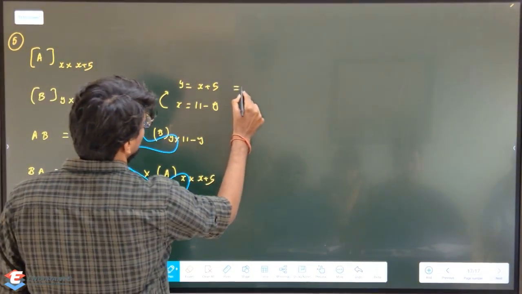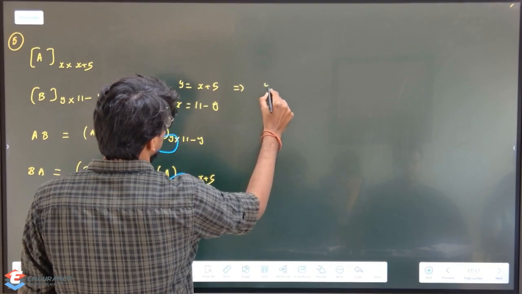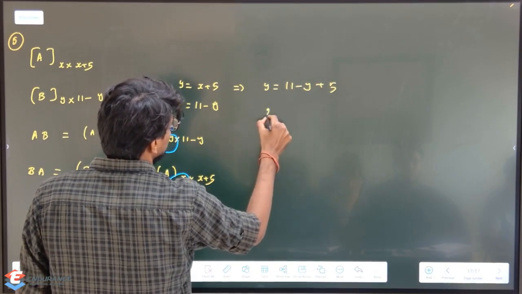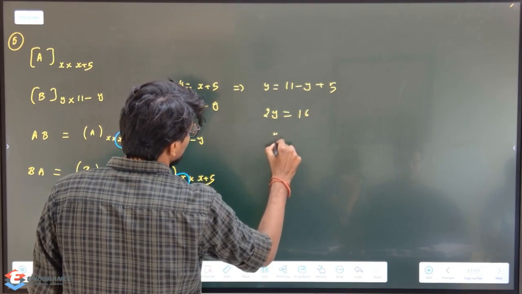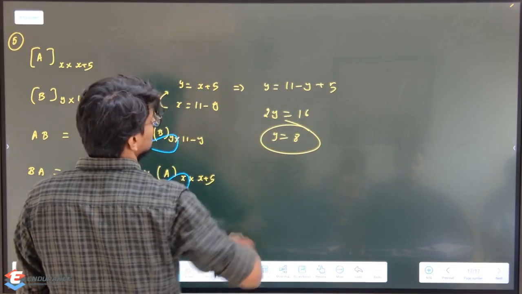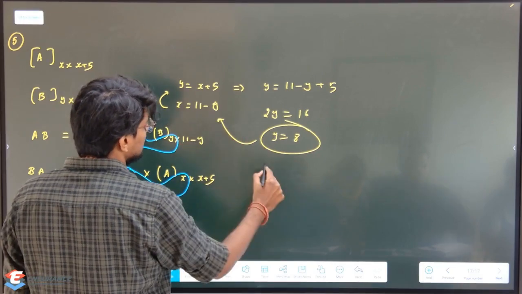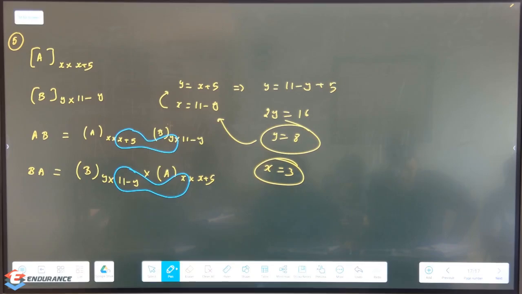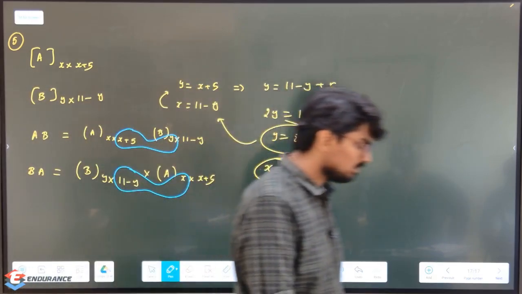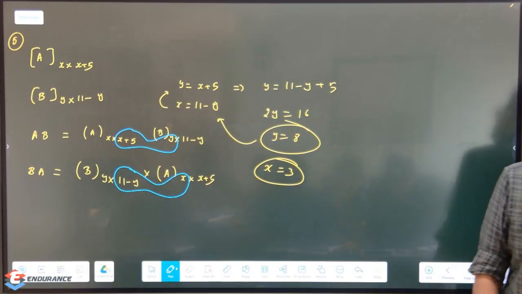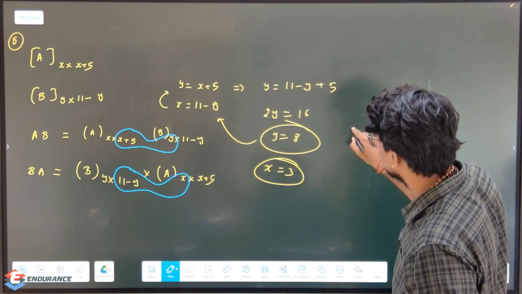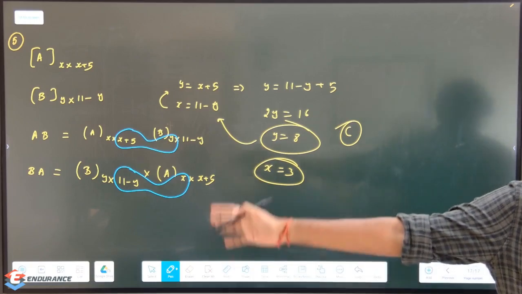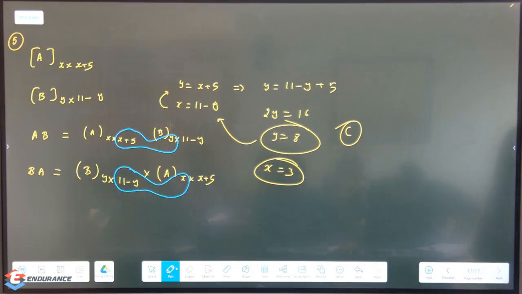Just substitute this here. This will become Y is equal to 11 minus Y plus 5. Bring this Y here. So 2Y is equal to 16. So Y is equal to 8. Take this Y substituted here. You will get X is equal to 3. Okay. So X is 3, Y is 8, which is option C. Quick, complete this, move to next question, question number 6.